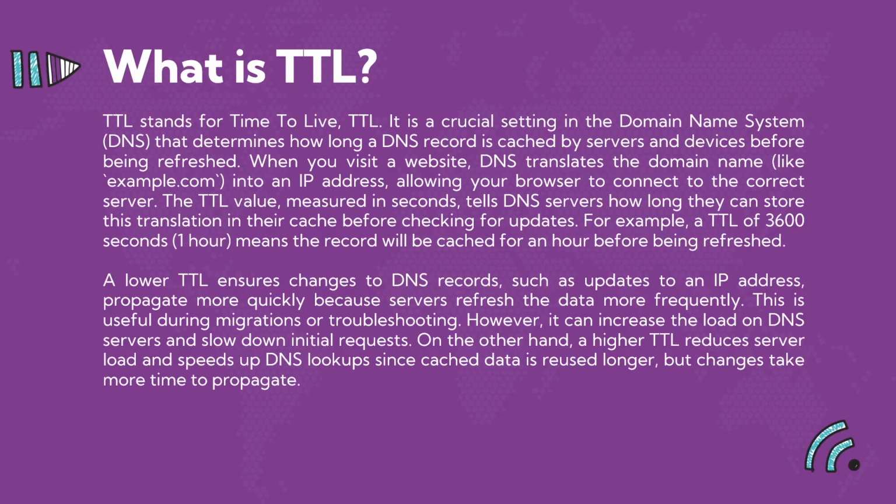There's something called a TTL. A TTL is the time to live, which is a crucial setting in the domain name system that determines how long DNS keeps the domain name translation. It allows you to set a time, measured in seconds, to tell the DNS servers how long they can store this translation in their cache before checking for updates. I know we're getting a bit complex, but don't worry, we will get there when we do these things practically. A TTL of 3600 seconds is 1 hour. It means that the record will be cached for an hour before being refreshed.